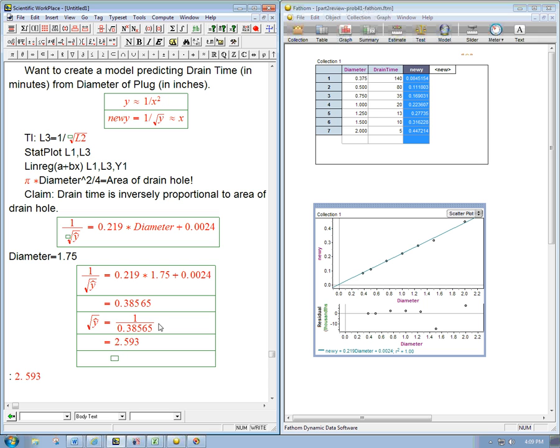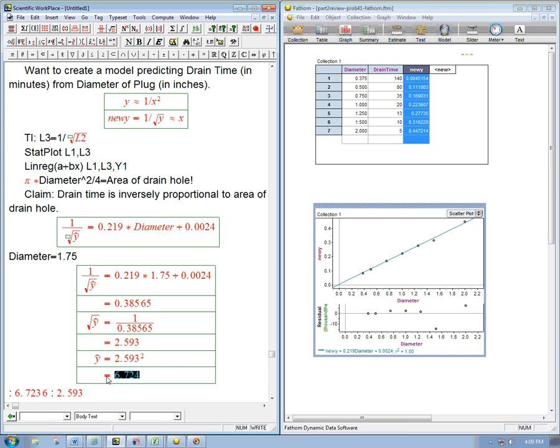And then square both sides to get y hat. Oh, I just wanted y hat. So y hat equals 2.593 squared. I'll let it calculate that. 6 point something, 6.724. Probably don't need that much accuracy. So the claim is that a 1 3/4 inch diameter drain hole would be, surprise, surprise, between 5 and 10 minutes of drain time.